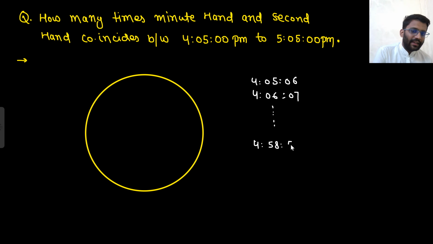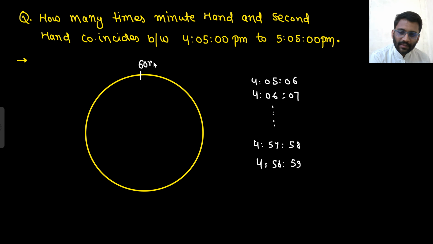4:57, nearly 57 or 58. 4:58, nearly 58 or 59. Right? Now your timing is 4:59. Okay, this is the 60-minute part. This is 1 minute, and this is 59 minutes. Now the timing is 59 minutes.